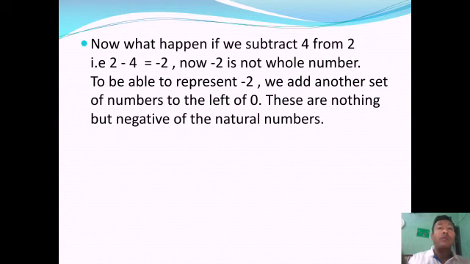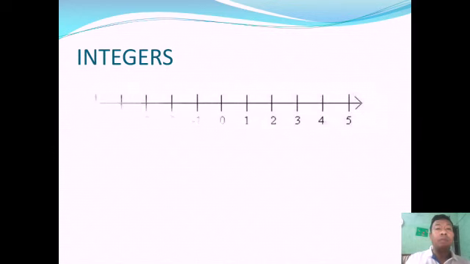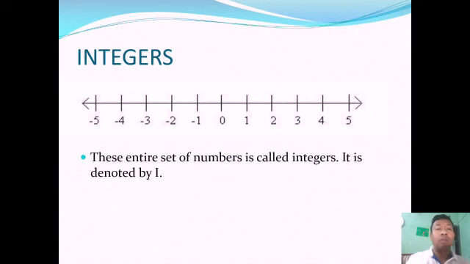Now, what happens if we subtract 4 from 2, that is 2 minus 4 equals minus 2. Minus 2 is not a whole number. To be able to represent minus 2, we add another set of numbers to the left of 0. These are nothing but negatives of natural numbers. This entire set of numbers is called integers. It is denoted by I.